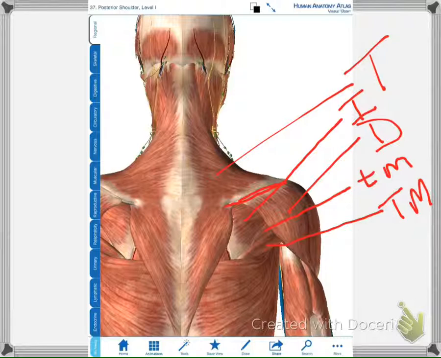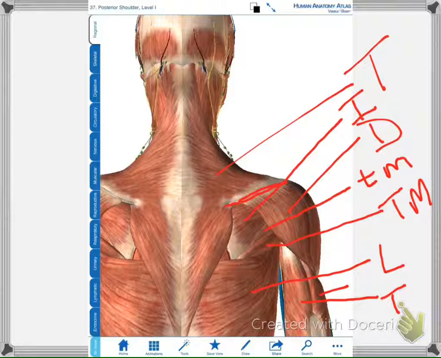The next muscle here is our latissimus dorsi, and with the teres major makes up the posterior axillary fold. Other muscles that you will be able to identify in this view are our triceps brachii. That is the long head. This right here is the lateral head, and the medial head is underneath the long head.